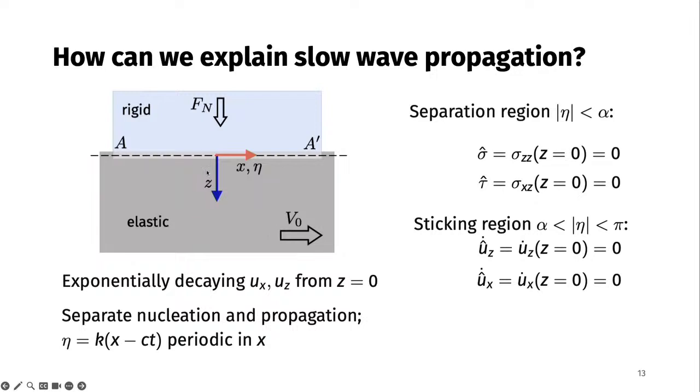So everywhere outside the little separation zone, you have zero velocity, right? Not zero displacement, zero velocity. That's important. And the hat denotes that these variables are at z equal to 0, the plane z equal to 0.